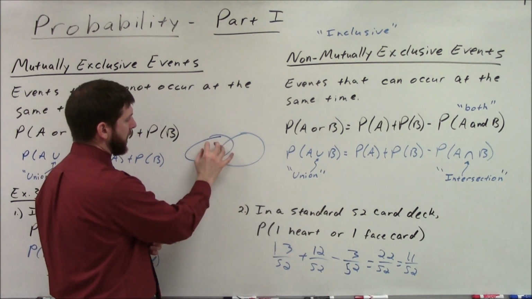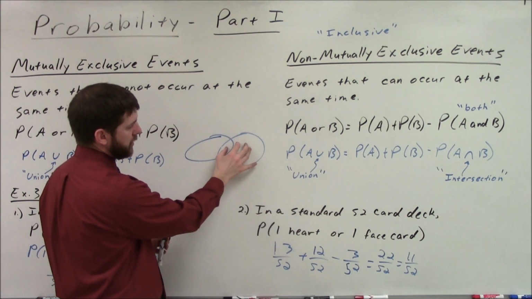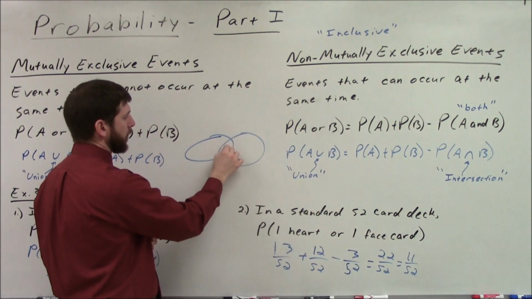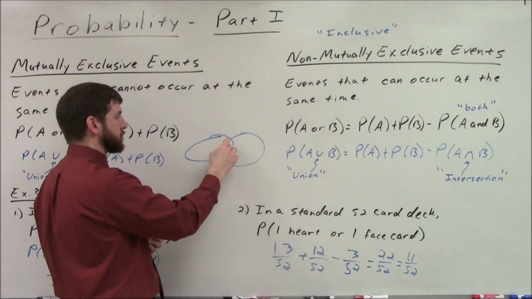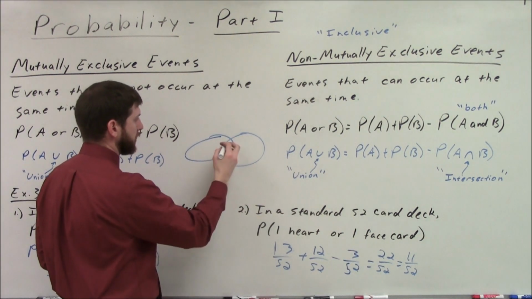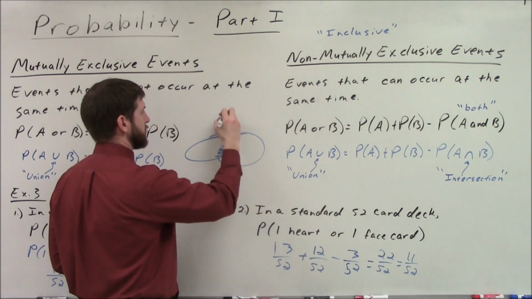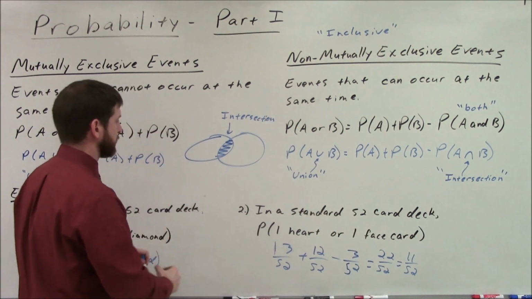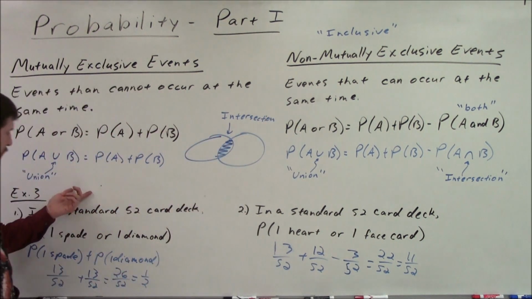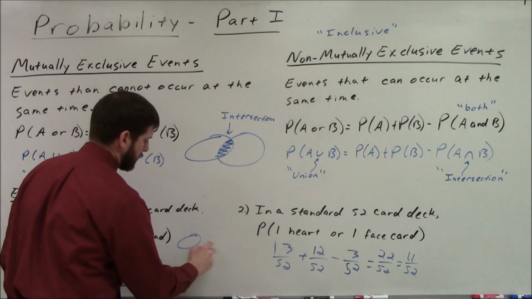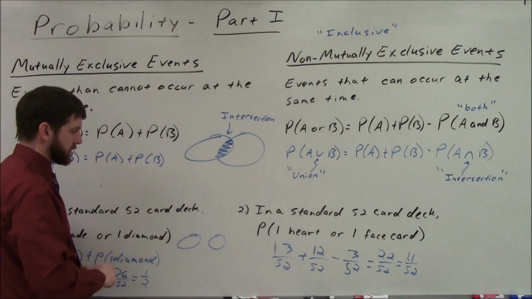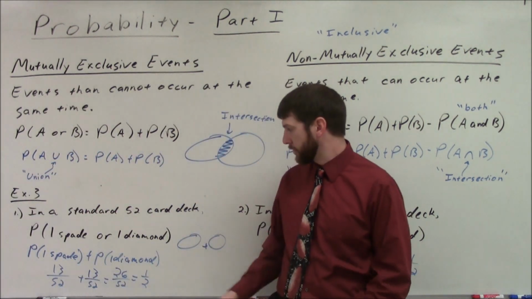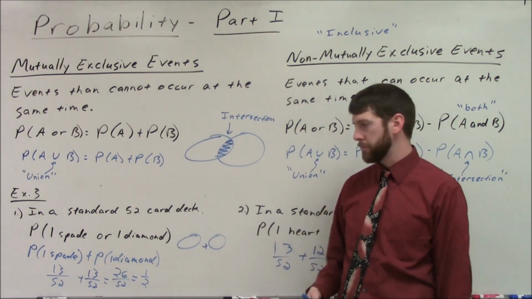If I put all of my hearts in here, and all of my face cards in here, there would be some overlap. So what we do is we just subtract out that intersection point. Okay, so this is the intersection. So add them up, subtract out the intersection. Where in a union, there's nothing in common, so we just add the two areas together. So you get the idea. Add those two areas together. So that was all our spades, that was all our diamonds. We add them all up and get our probability.